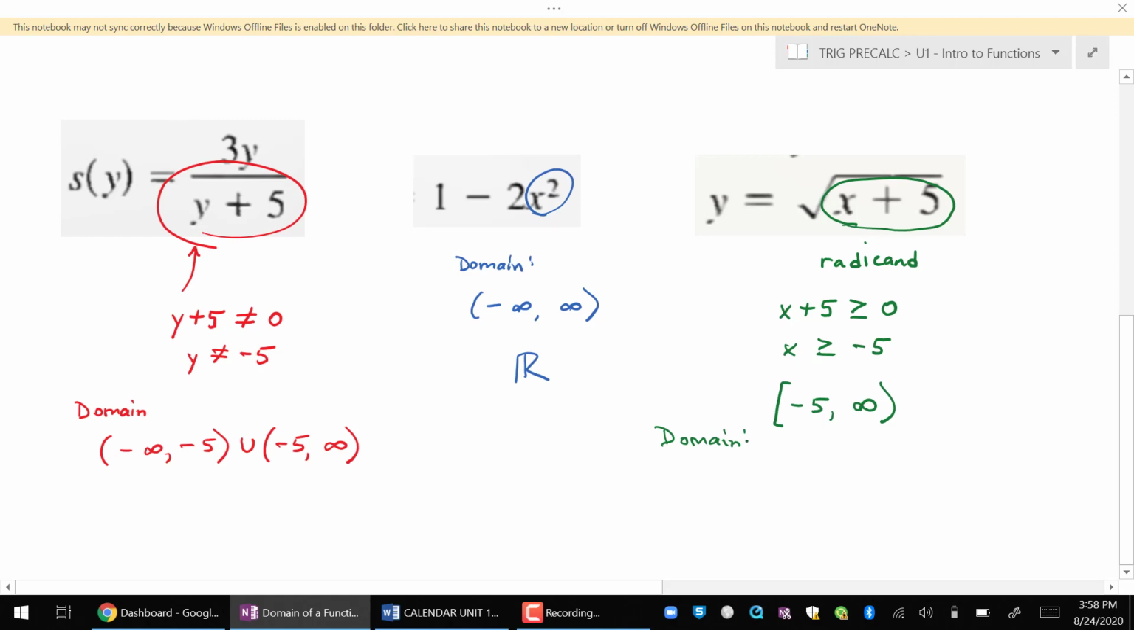So two reasons to restrict the domain of a function. Watch out for denominators, where we would have to look out for 0s, and then watch out for square roots, where we'd want to force that radicand to remain positive or 0 itself.